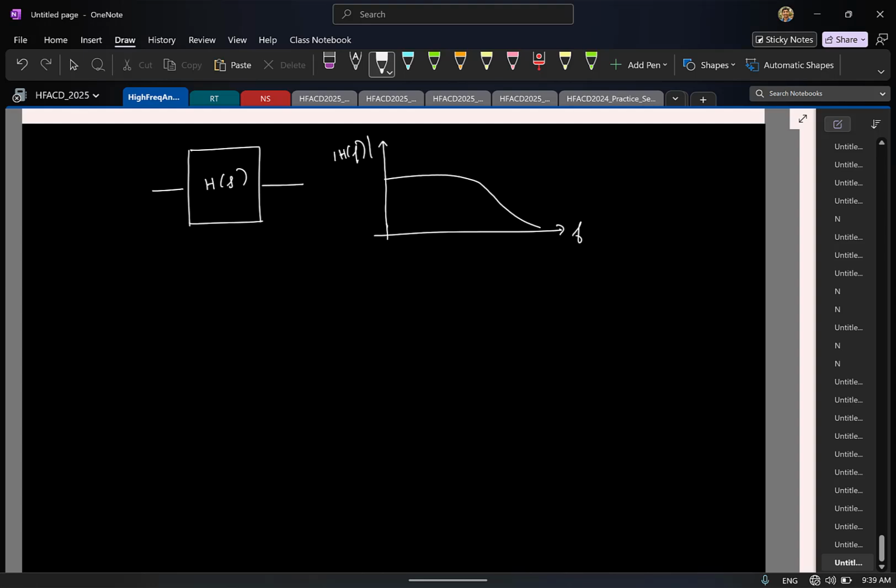Now let us say the goal is to scale the bandwidth of the circuit by a factor of 2. Let us say the bandwidth was some f0. I want to have a transfer function that looks like this. It is the same thing, but the bandwidth has become f0 by 2. Or you can do the opposite also. You want to increase the bandwidth, right? Same thing. So let's see what might be a decent way to do this.